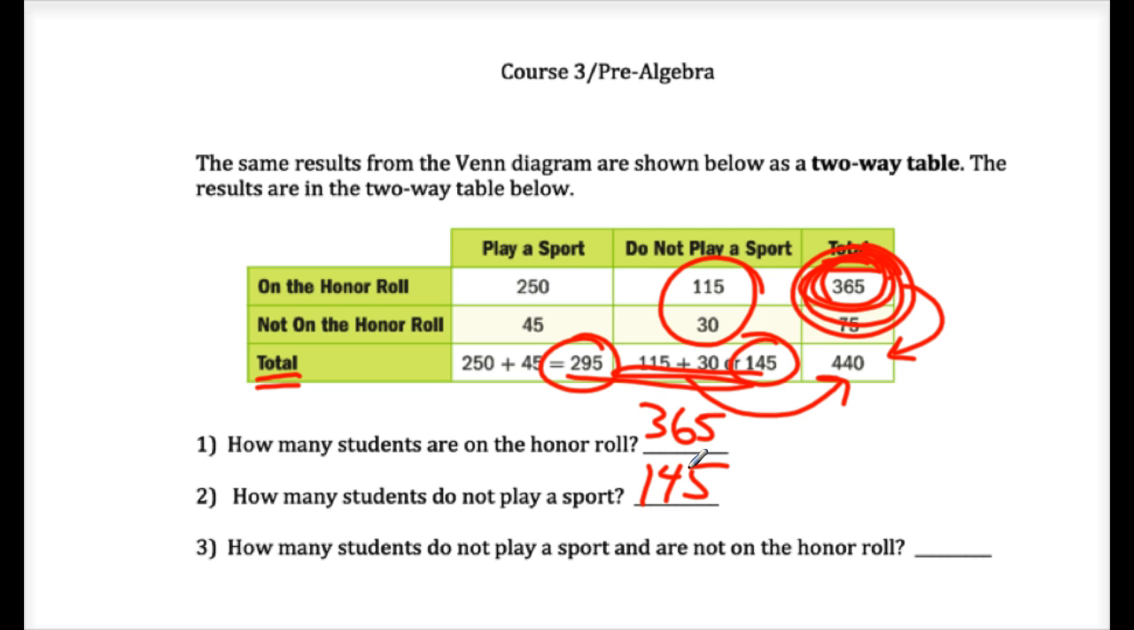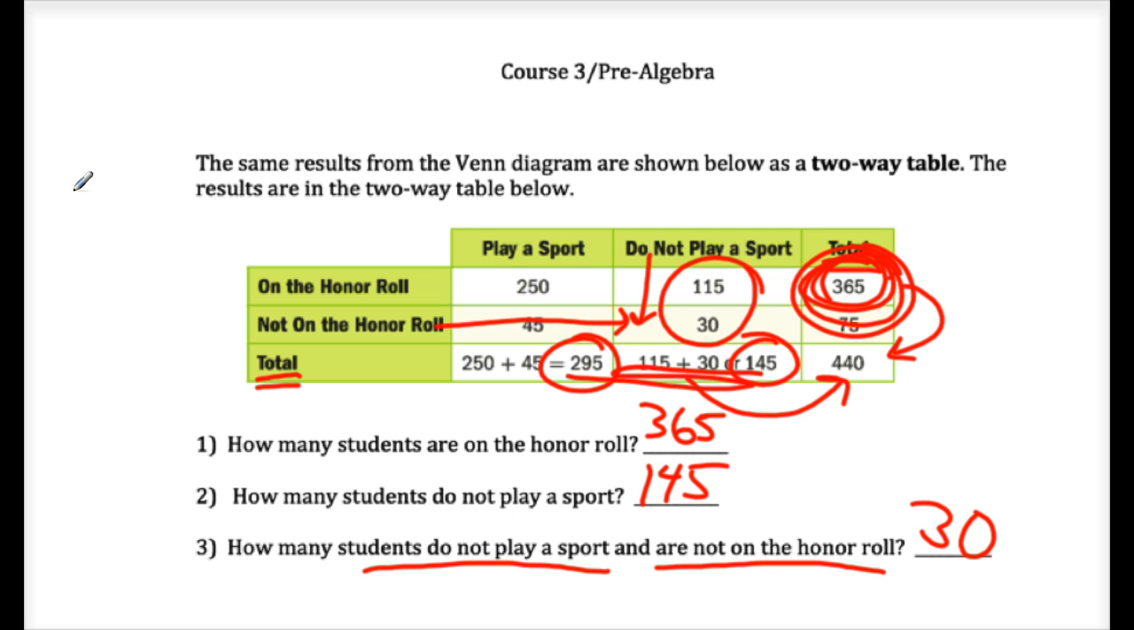Now, how many students do not play a sport and are not on the honor roll? 30. Look, do not play a sport and are not on the honor roll. So I'm going to match those things up and find that box, which would be the 30 box. That makes sense, people, how we got those answers.